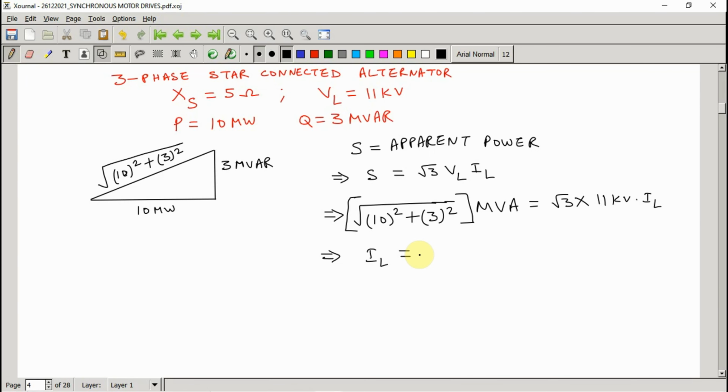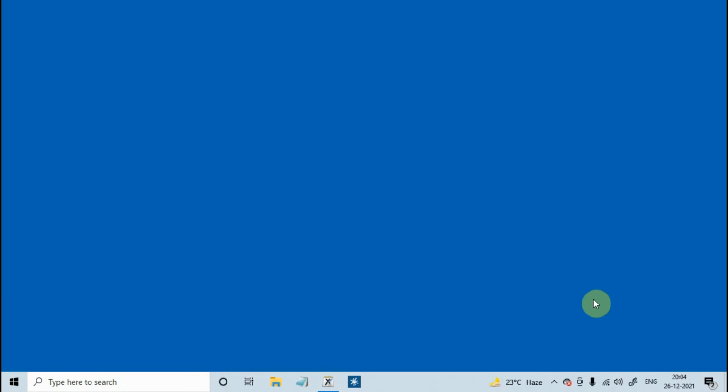So let us now calculate this. For calculating this, let me use the online calculator. With the online calculator we can calculate it. So let me calculate with the help of this online calculator.